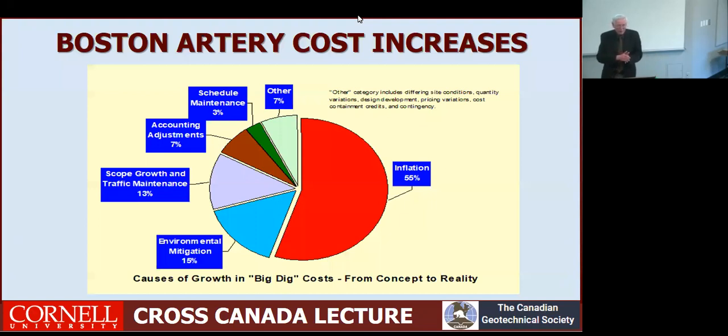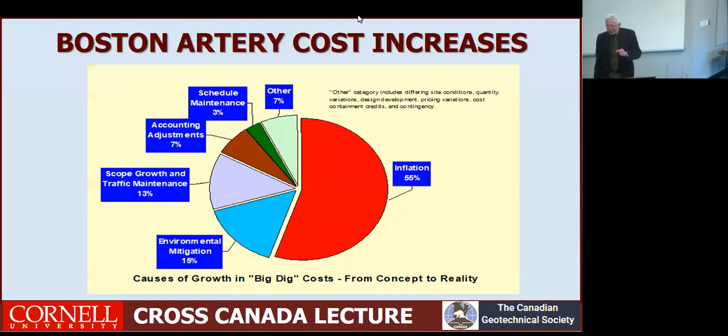So the artery actually went from about a $5.5 billion to a $14.7 billion cost increase. So almost threefold. When you look at the reasons for that increase, about 55% of this is inflation over 15 years. And nested in that inflation is the fact that they changed scope.